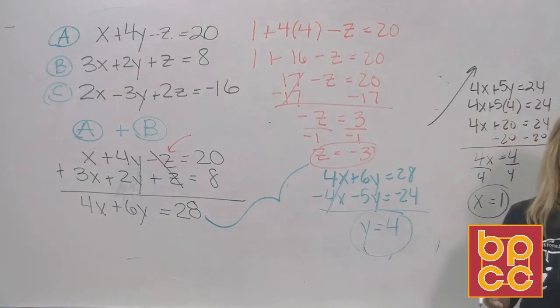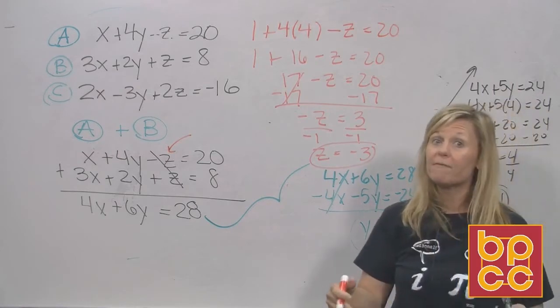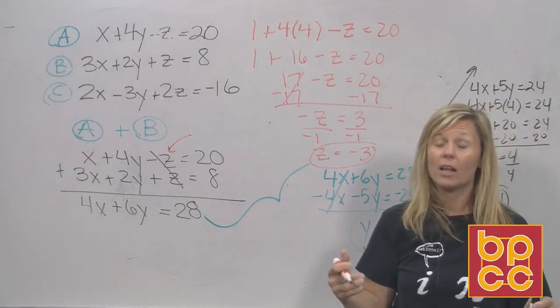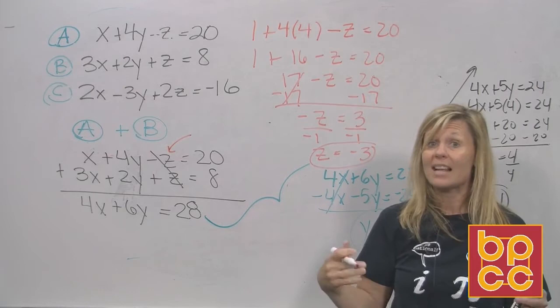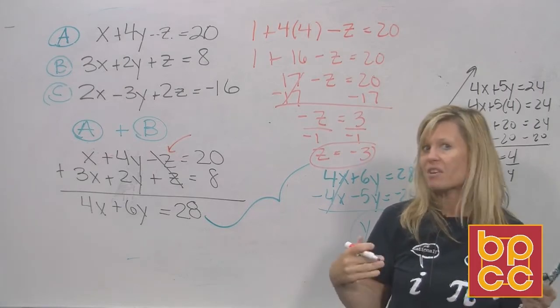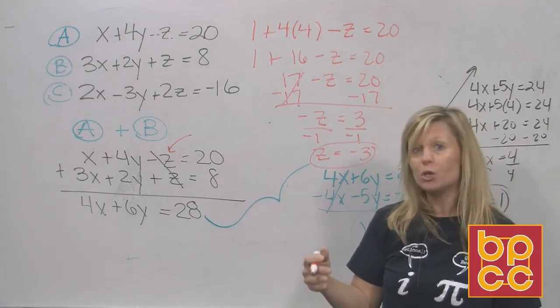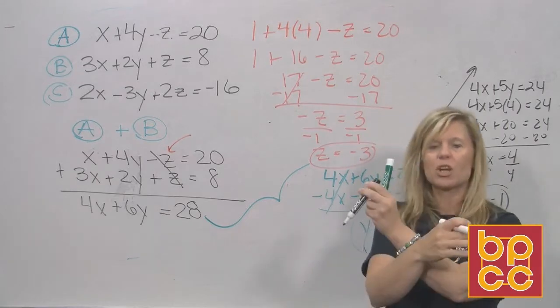When you go to write your solution down, what you really have found is an intersection point on an x, y, and z axis. That's a three-dimensional shape. You'll never graph that in college algebra, but that's what you found, where a three-dimensional shape would intersect.